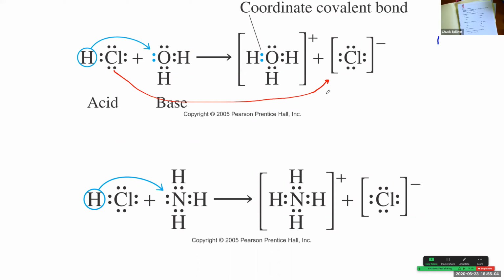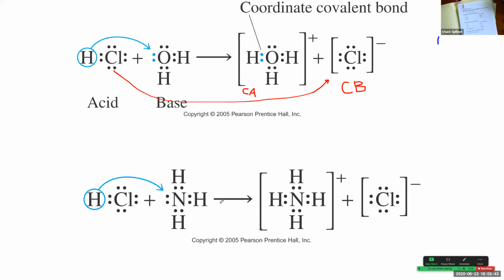What's left over from the acid is the chloride. So this is called the conjugate base. So the acid becomes a conjugate base, and I'll abbreviate that with the CB. And the water molecule, which now has picked up the proton, becomes a conjugate acid. So I'll write a CA there. So the water molecule is the conjugate acid. These terms, conjugate base and conjugate acid, only apply to substances on the product side of the reaction arrow.